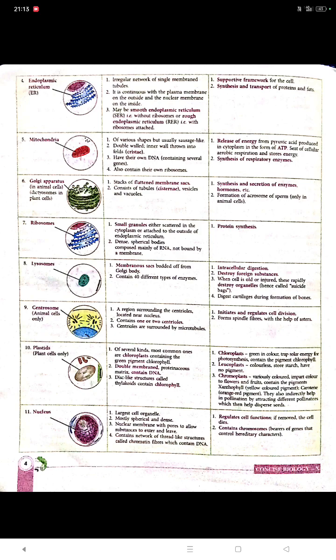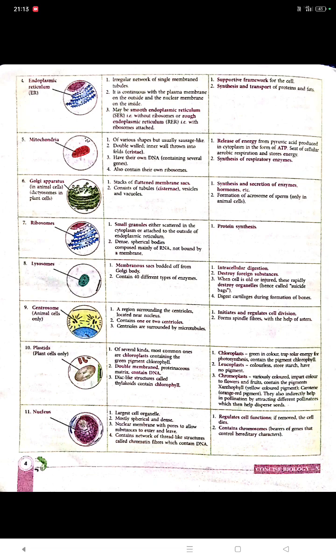Okay. Next, the lysosome. Membranous sacs budded off from the Golgi body. Lysosomes are produced from the Golgi body. They contain 40 different types of enzymes. Lysosome contains 40 different types of enzymes.